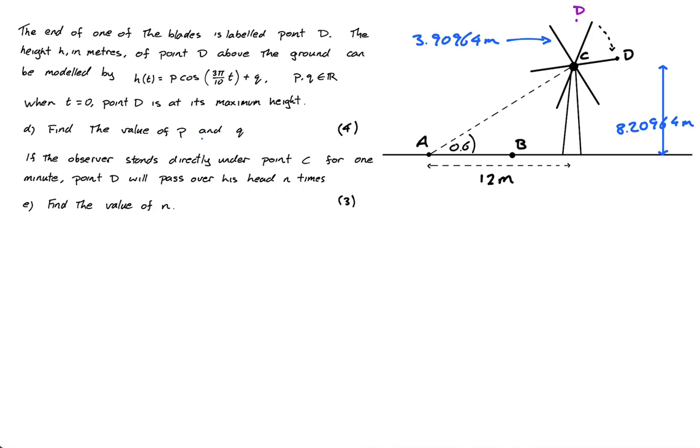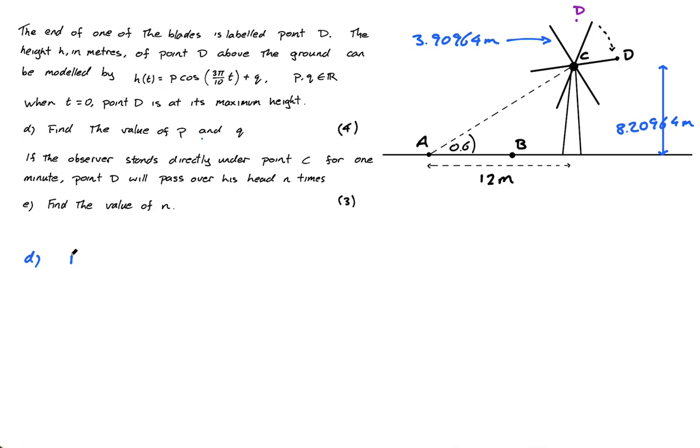Now we are trying to find P and Q. We're essentially trying to find this model. It gives us this value, which is going to be useful for part E, but for now let's just find P and Q. Now the first thing I want to find when I'm dealing with a model is what's its maximum and what's its minimum.